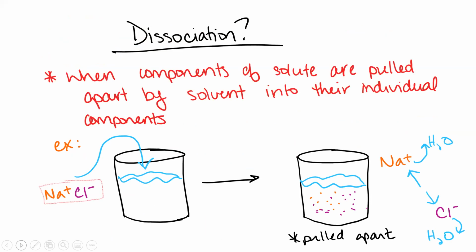So what is dissociation? It literally refers to dissolving. When the components of the solute are pulled apart by the solvent into their individual components, they are being dissociated. They are dissociating. Say again, in our saltwater example, if we were to take NaCl and put it into water, the water molecules are going to pull apart the sodium and the chloride ions into their respective components inside of the water. This right here is the dissociation. They're being pulled apart.